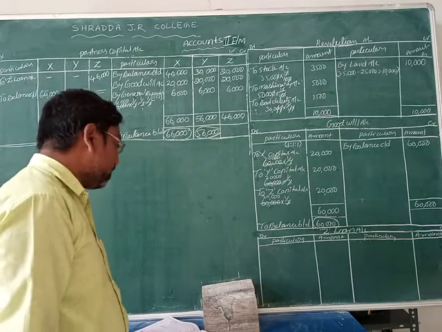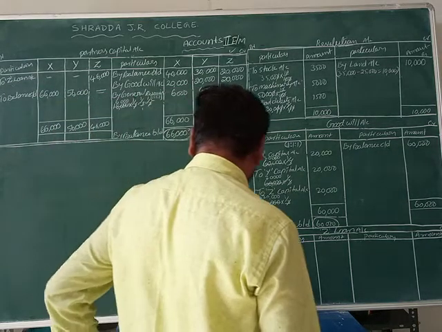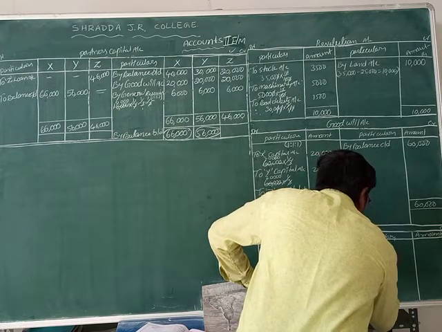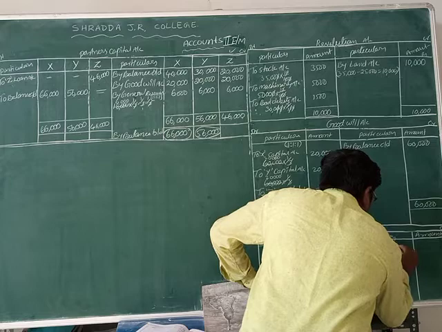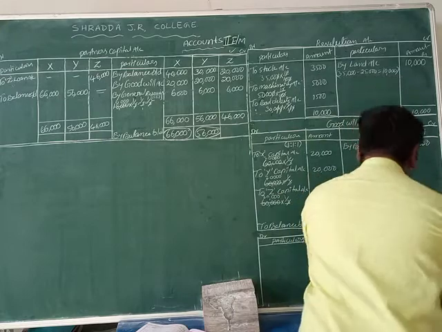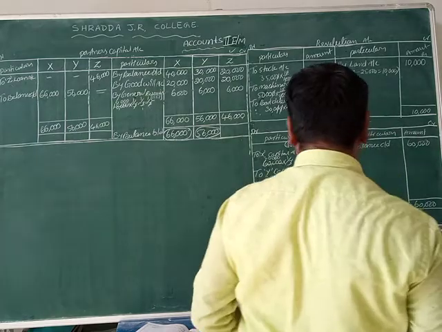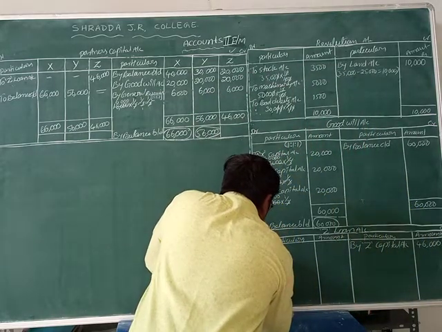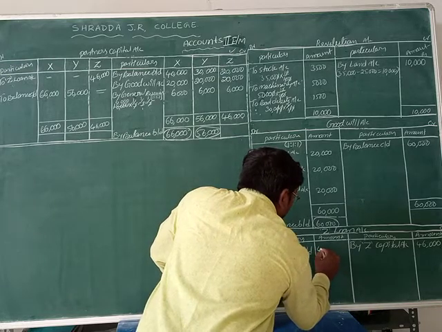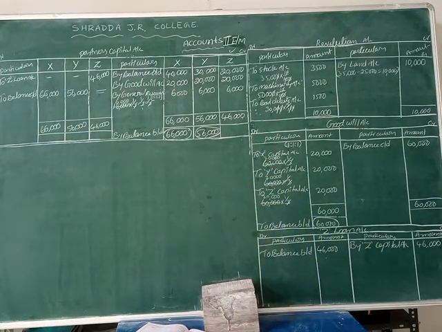What can we write here? Partner Z is going out now. You can take it out from the cash. That's how we write the credit side: by Z capital account. What is the value of the capital amount? 46,000. You can write here 46,000 rupees. Okay, now we can write on the debit side: to balance brought down, 46,000 rupees. Okay, now students, 46,000.